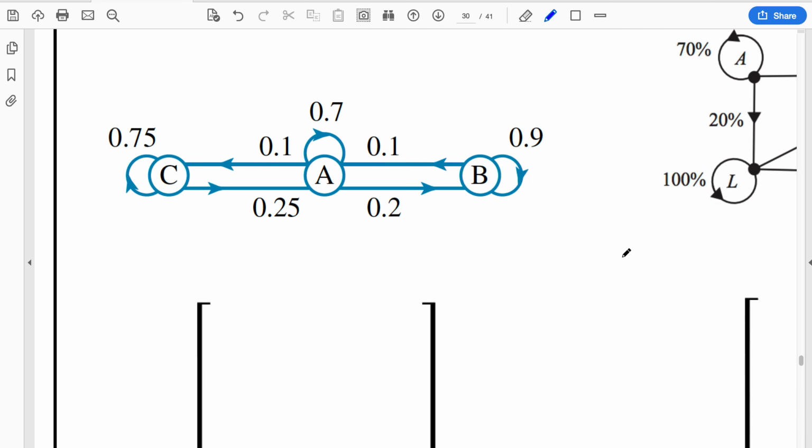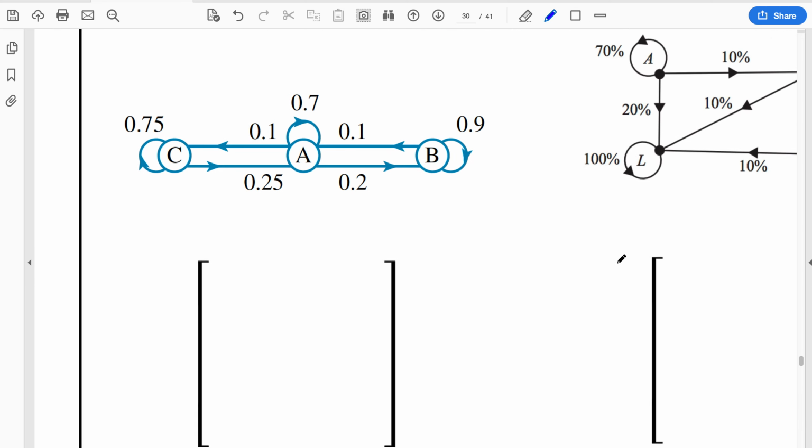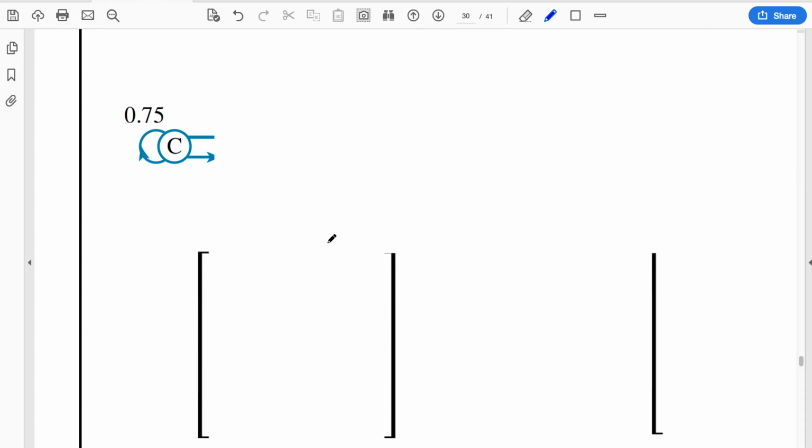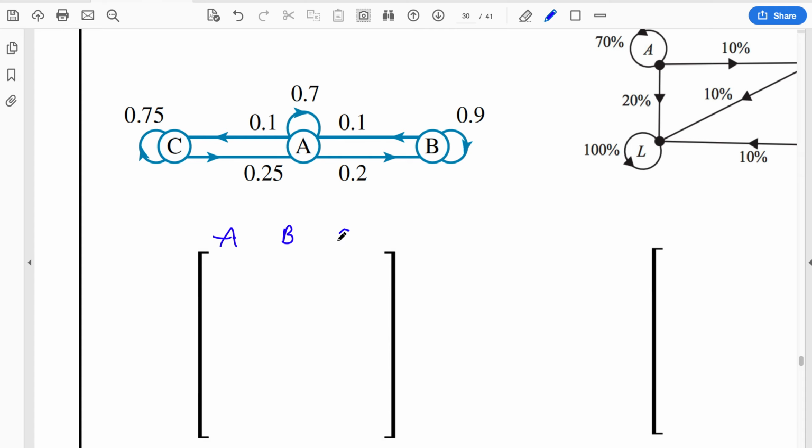What have we got down here? We've got 3 different things in this system. So that means we're going to have a 3 by 3 matrix this time. Okay, so I like to do the loops first, but that's just me. A to A, 0.7. B to B, 0.9. So you'll see the loops going down this leading diagonal. And C to C, 0.75.